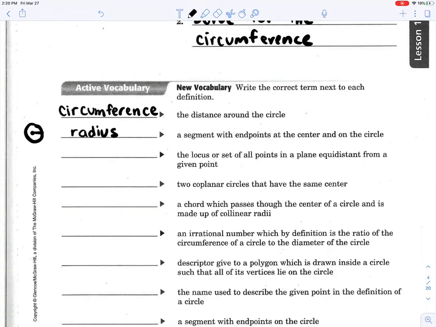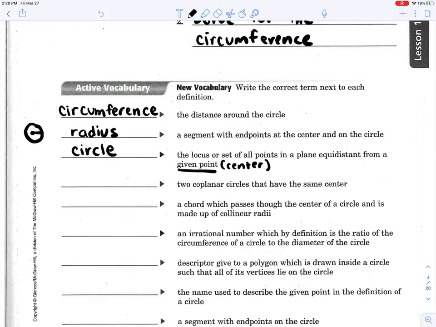The locus, or set of all points in a plane that are equal distant from a given point, is actually the definition of a circle. That given point is the center, and all of the points that are the exact same distance from that center make up the circle.